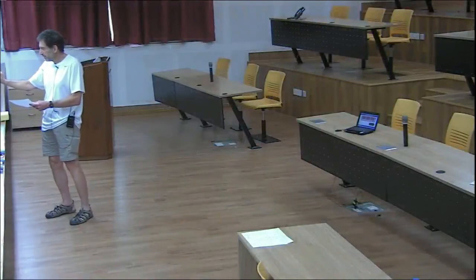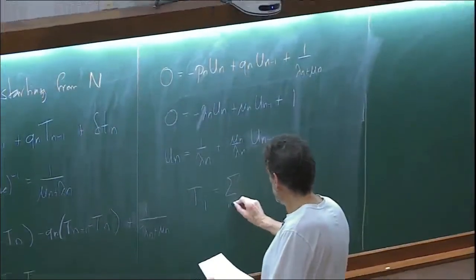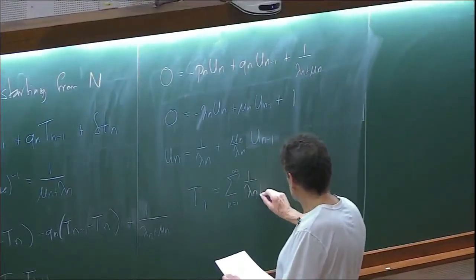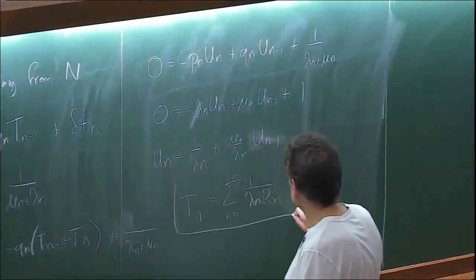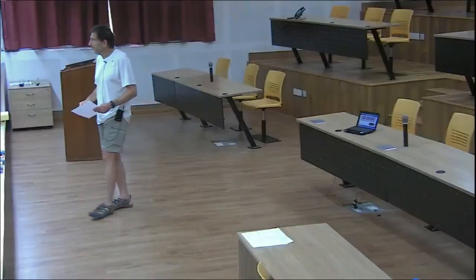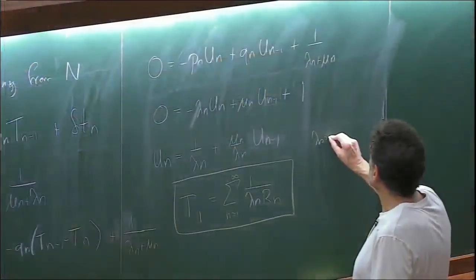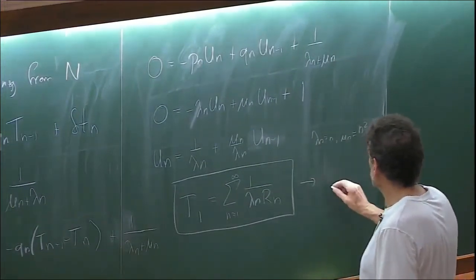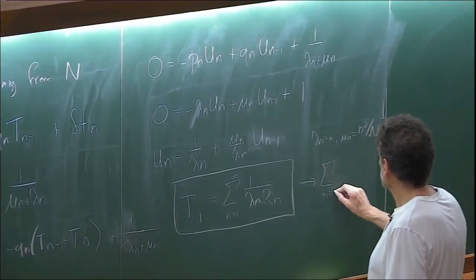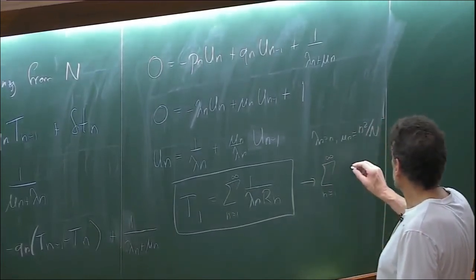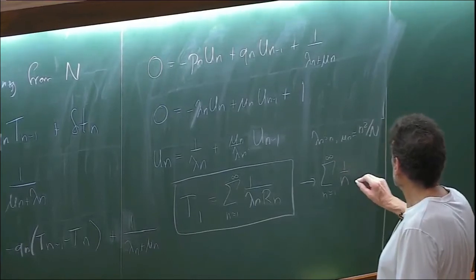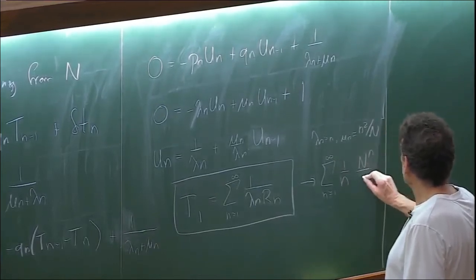So the solution is the following: T1 is equal to the summation from n equals 1 to infinity of 1 over lambda sub n R sub n. That's the solution, where capital R was what we had from over here. And in particular, if lambda sub n was equal to n and mu sub n was equal to n squared over big N, this goes over into the summation from n equals 1 to infinity of 1 over n, N to the n over n factorial.